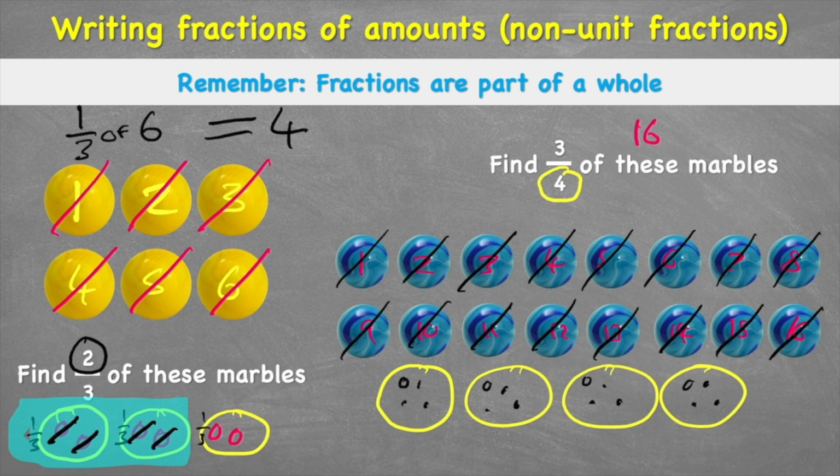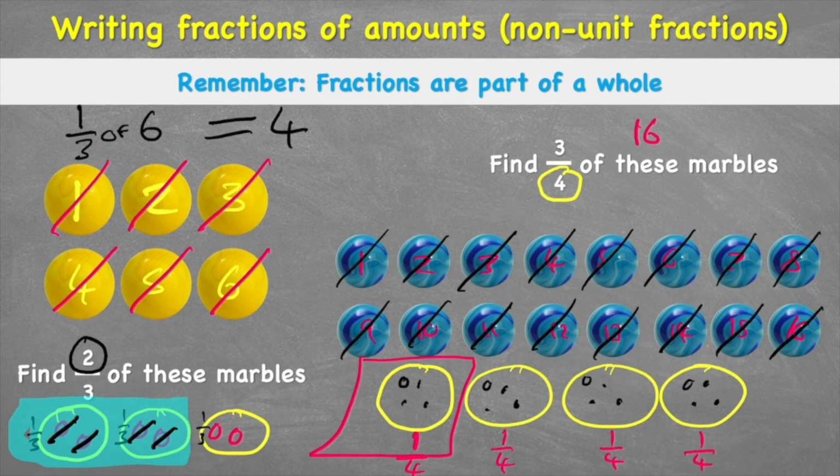And now I need to understand that each of these circles is 1/4. So to find out what 3/4 is, I can't just count 1 circle. I have to count 3 circles. And in these circles, I can say I have 1, 2, 3, 4, 5, 6, 7, 8, 9, 10, 11, 12.